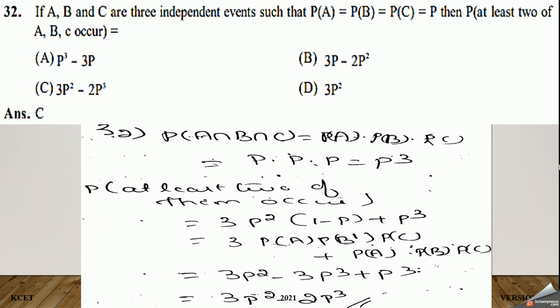We are going to get this as P into P into P, which is equal to P cube for all the 3. For at least 2, we are going to get it as P into P into 1 minus P. As we have 3 different cases, we are going to get 3 times P square into 1 minus P plus P cube. Simplify this, we are going to get 3P square minus 2P cube. Option C is the answer.